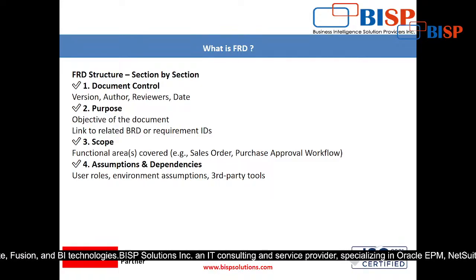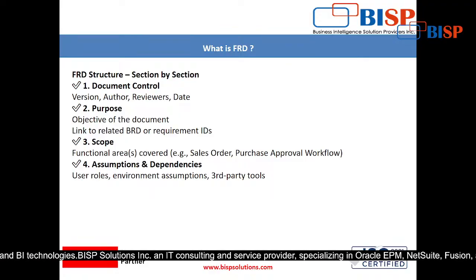Now you will see the third point, that is the scope. Scope means functional area covered. Example, sales order, purchase or approval workflow, right? So the scope means what we are covering and what we are giving you. That's it. Then you will see the assumptions and dependencies. Assumptions include user roles, environment assumptions, third party tool. We are assuming that whatever you provide is perfect, correct and accurate.